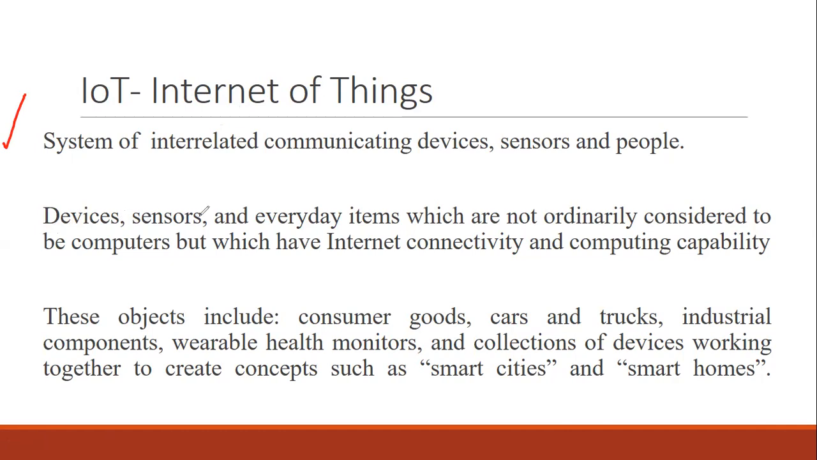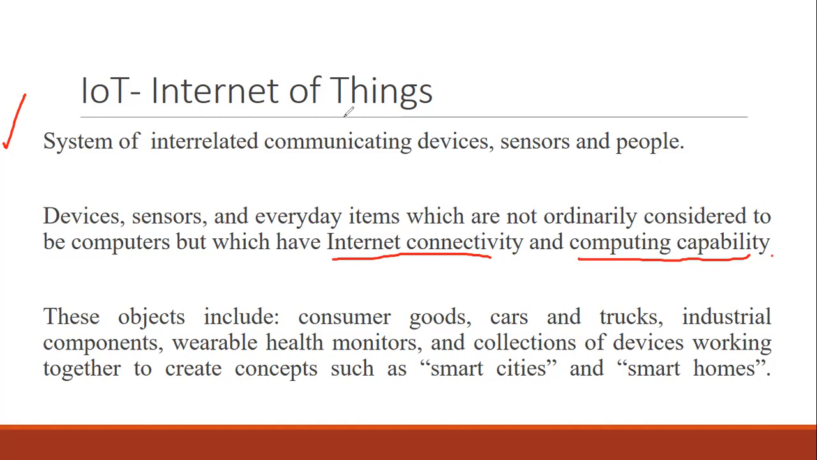Here, devices, sensors, and everyday items which are not ordinarily considered to be computers, but which have internet connectivity and computing capability. So, what is the main point that is to be noted? That internet connectivity and computing capability. It means IoT based applications and IoT based systems have internet connectivity as well as computing capability.